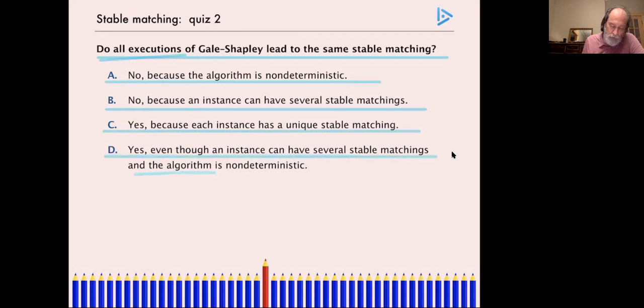And D, yes, even though an instance can have several stable matchings, and even though the algorithm is non-deterministic, it always produces the same solution. And that's actually the correct response. Let me put a red check mark there. That's the right answer. And now this, I think, is not intuitively clear. In fact, it maybe even seems a bit surprising. I think it's not at all obvious that should be the case. And so we want to look at why and what maybe the implications of that are.